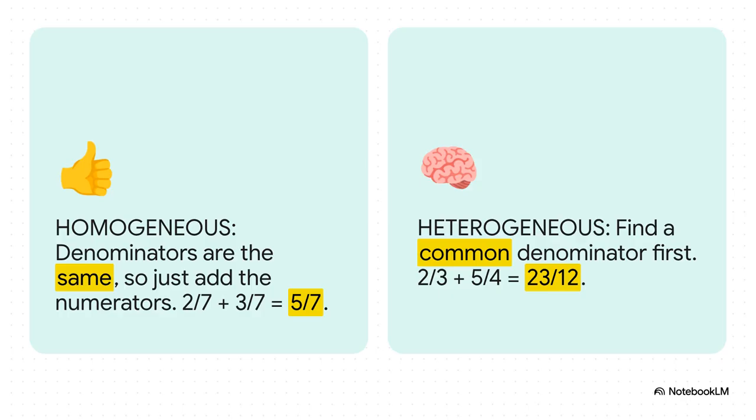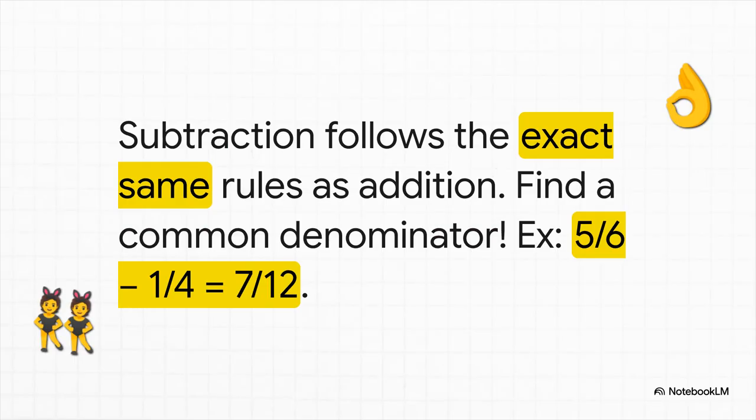But if they're different, like trying to add thirds and fourths, you first need to re-slice them into a common size. A simple trick is to multiply the denominators. 3 times 4 gives us 12. After you convert both fractions to twelfths, you can add the numerators like usual. And the best part? Subtraction works the exact same way. You find that common denominator, you adjust the numerators to match, and then you just subtract the top numbers. No new rules to learn.